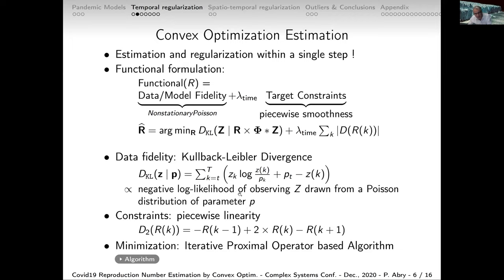And for the constraint, you want the estimate R of T to be smooth. So what we're going to write is that the second derivative of R, so that we get piecewise linear estimates, has to be sparse.